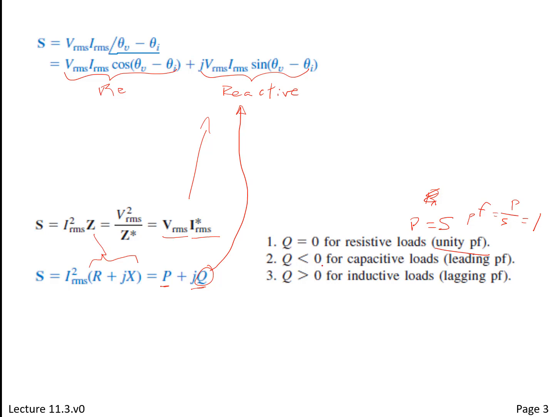If Q is less than 0, in other words, it's a negative number, this results from capacitive loads. We call that a leading power factor. And why would that be?